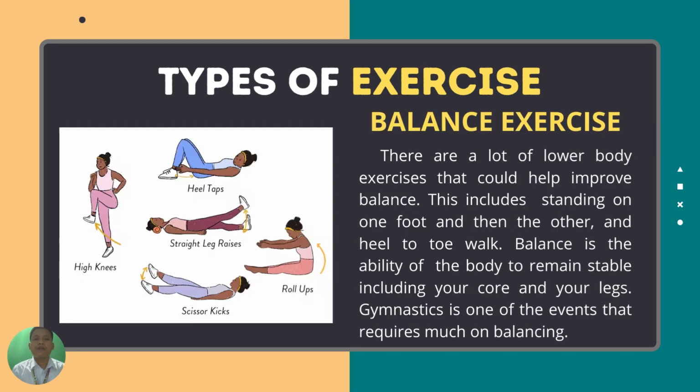Next up, we have the balance exercise. There are a lot of lower body exercises that could help improve balance. This includes training standing on one foot and then the other, and the heel to toe walk. Balance is the ability of the body to remain stable, including your core and your legs. So an example of the activities that you can do for balance exercises is gymnastics.